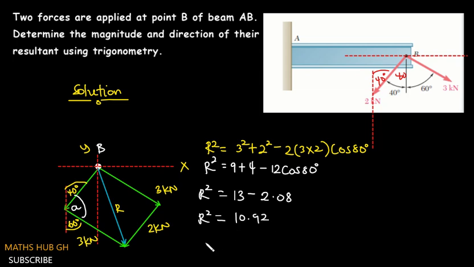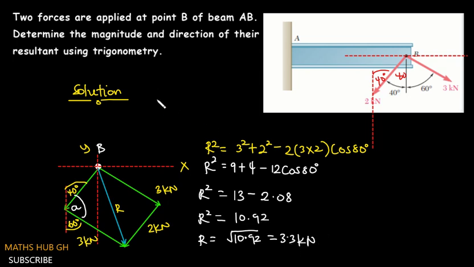10.92. Okay, so the resultant force will be equal to the square root of what? This value. So let's see what you're going to get. So that will give us the resultant force to be equal to 3.3 kilonewton. Okay, so that's the value for the resultant force.